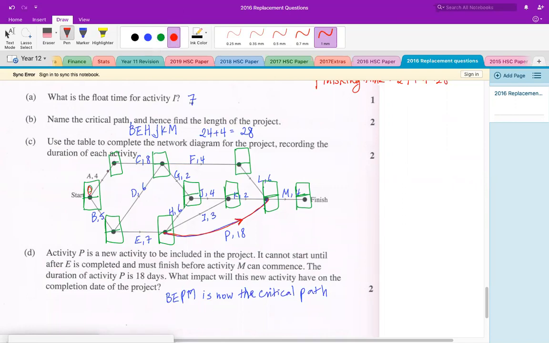So 0, from 0 to the next task, it's 4, and then this is 5. 5 plus 6 is less than 4 plus 8, so it's going to be 12 at this point. Because you're doing forward scanning, you choose the biggest values, right? So this is 12, 18, 22, 16, 24.